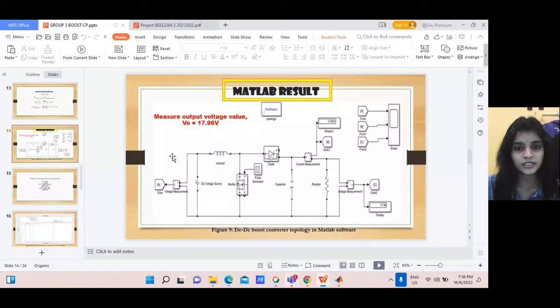The result part, the MATLAB result for our assignment. This figure shows the DC-DC boost converter topology in MATLAB software. As for us, group 3, we are assigned to do the DC-DC boost converter, with an input of 12 and an output of 18. So first I will show the block diagram in MATLAB.